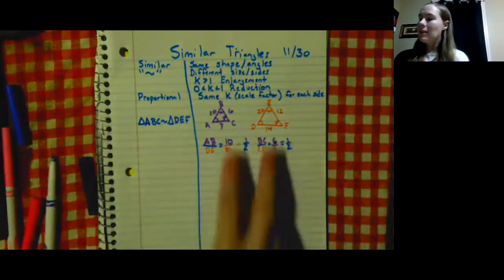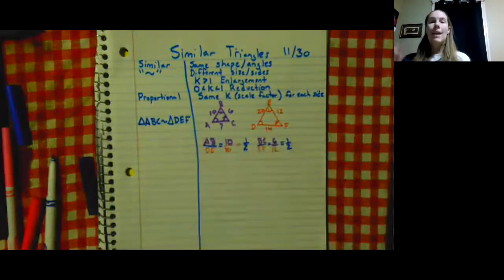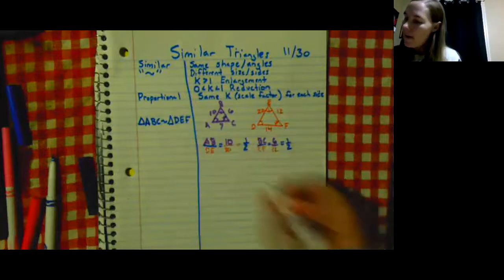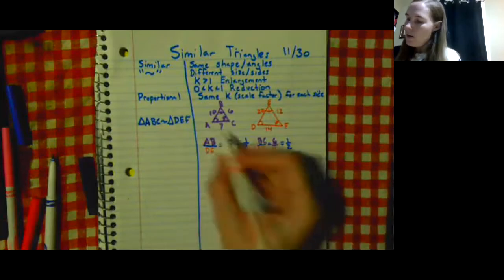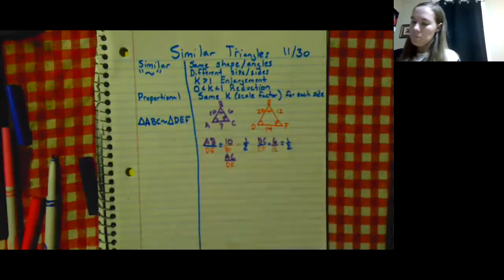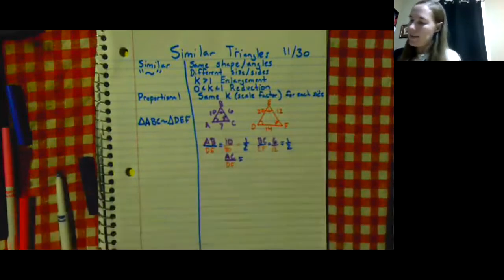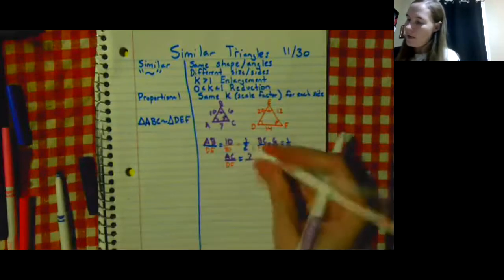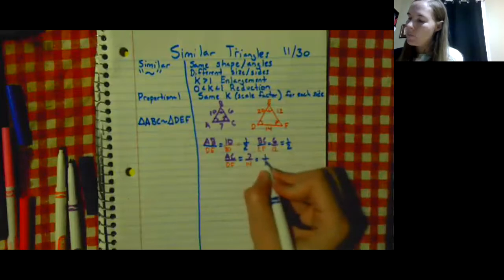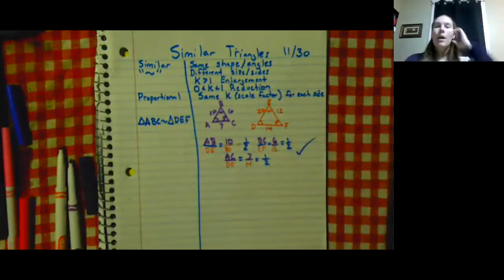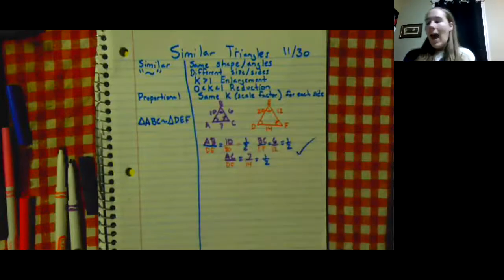We still have to check that last side to make sure it is in fact similar. Our very last side, we have AC, and we check it with DF. AC is 7, DF is 14. 7 divided by 14 is 0.5, which is the same thing as 1/2. So this checks out, they are proportional. I don't care if you put it as 0.5 or 1/2. I'm using fractions, so I'm going to keep fractions. If you don't like fractions, use decimals.